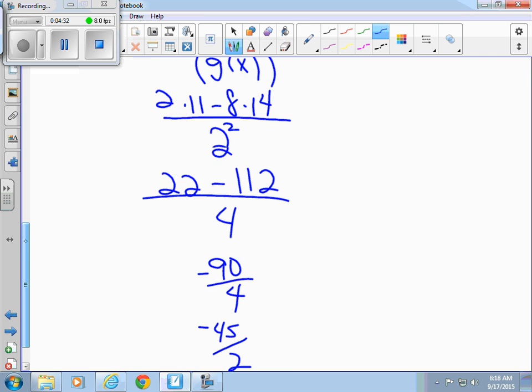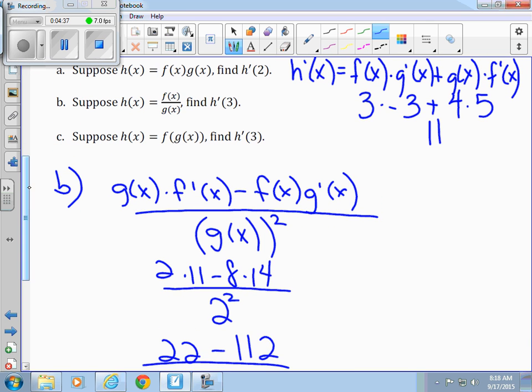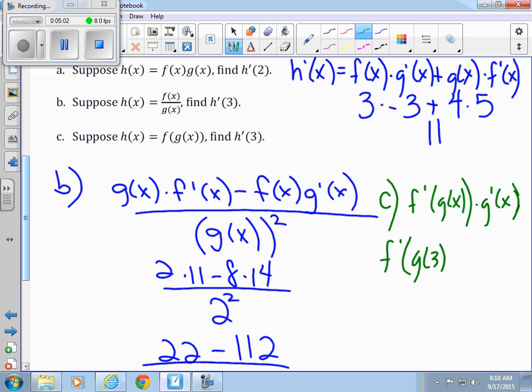The last one, which is really the new thing of the day, is f of g of x. The derivative of f of g of x would be f prime of g of x times g prime of x. I am going to do a little more work this time. Up there I didn't fill anything in, just plugged it in. I want this value at 3, which is f prime of g of 3 times g prime of 3. Everyone see what it is?